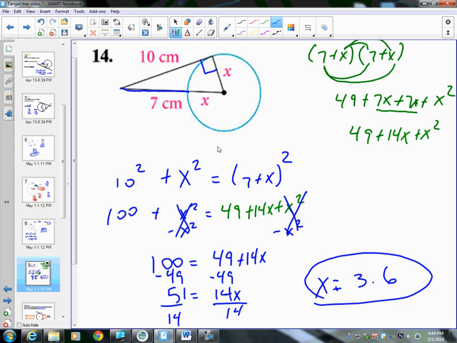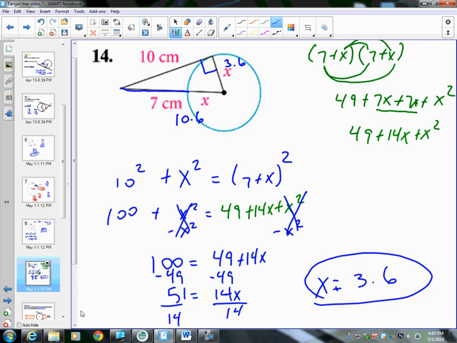Okay, we could check our work. We could say if this is 3.6 and this is 3.6, well 7 plus 3.6 is 10.6, and this would be 3.6. We need to say 10 squared plus 3.6 squared. And does that equal 10.6 squared? Okay. It's pretty close, actually. That's because we rounded. So it is slightly off, but yes, we did get the correct answer, 3.6.